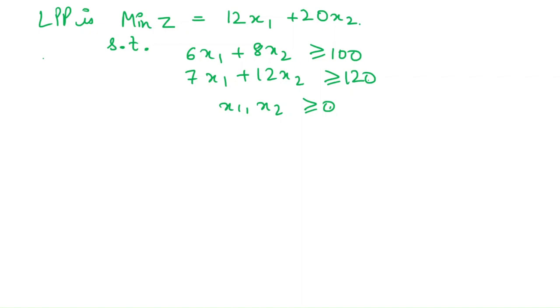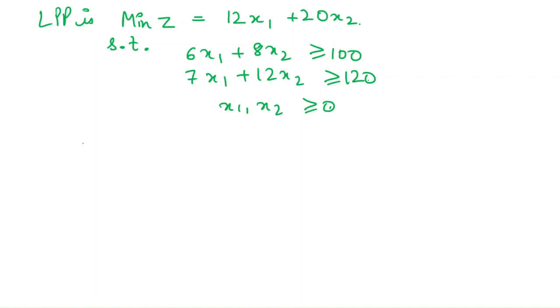Now here, as we know, we have to solve it by the simplex method. In the simplex method, whenever we have greater than equal to type, we'll be subtracting the surplus variables and we'll be adding the artificial variables. Now it's our choice. Either you can use the two-phase method or the Big M method. As I'm doing the Big M method, you can also apply the two-phase method here, and the answer would be the same.